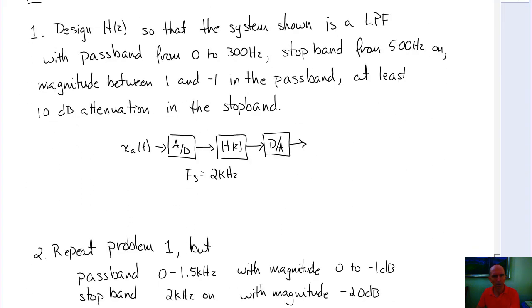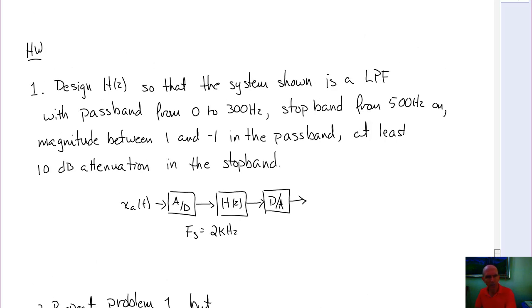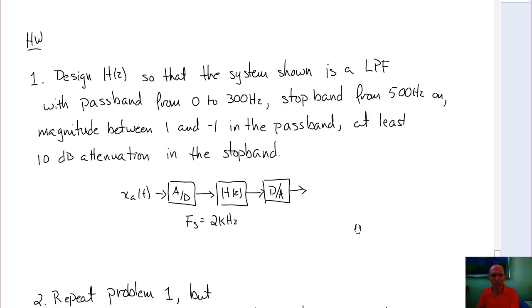Now I want you to go through this again. I want you to do this. Repeat it for this case. So we have a different system, different passband, different stopband. Go through all the steps just as we just did, and find what H of z is.